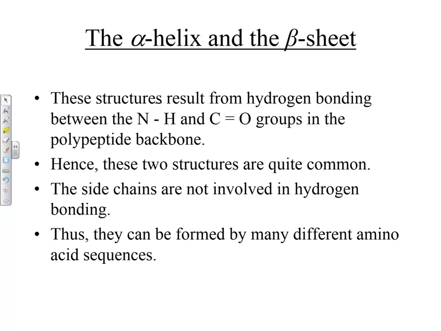So there is a potential for that H in the NH, the positively charged H, to link up with the negatively charged O in the polypeptide backbone, regardless of what the side chains are doing, okay, and it can produce some kind of a structure. So these two structures are quite common because they don't depend on the properties of the side chains. And so they can be formed by many different amino acid sequences. So let's look at them one by one, right?